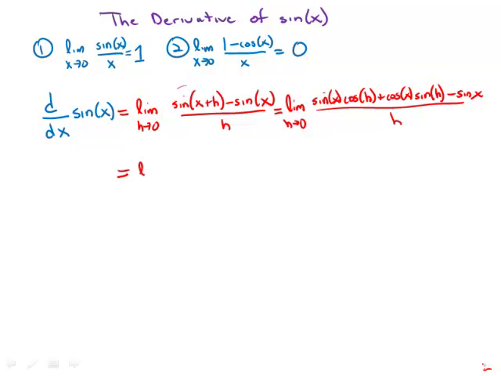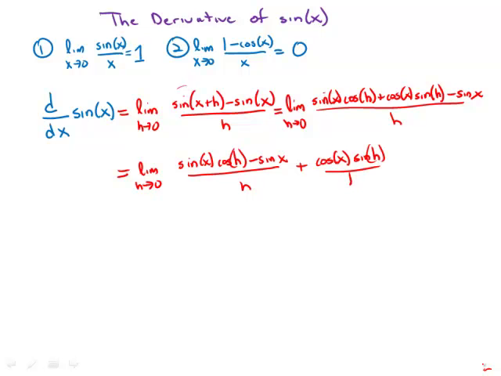Well, now we're going to do a little bit of rearranging here. We're going to bring the two sine x terms together. We get a sine x cosine h minus sine x. We're going to have that over h. And then separately, we're going to have a cosine x sine h over h.